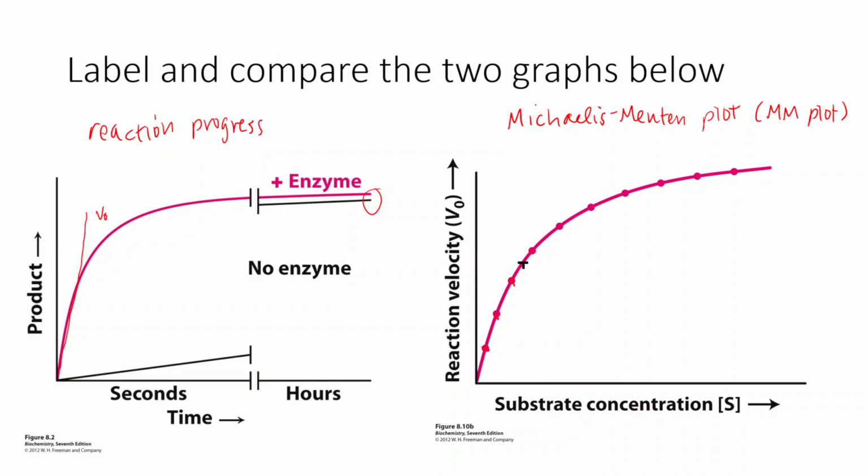And this Michaelis-Menten plot is also approaching some kind of asymptote, right? What does that asymptote that it's approaching represent? What is the biggest possible y value you could see on this graph? Yeah. The maximum velocity, exactly.